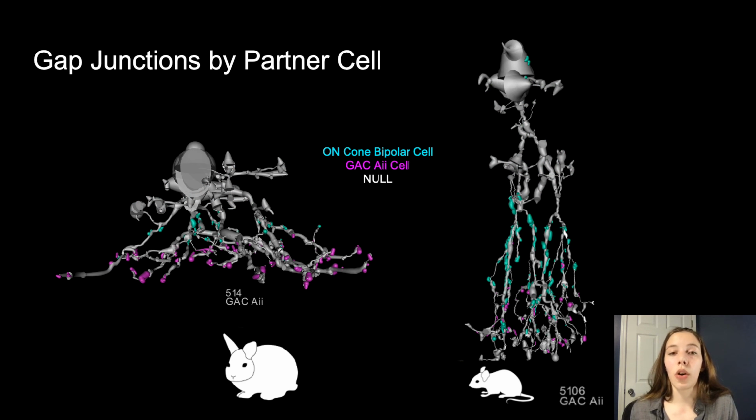These 2 images show the breakdown of gap junctions by their partner cells. Partner cells for gap junctions are on-cone bipolar cells and A2 cells. Once again, the rabbit A2 cell is on the left, and the mouse A2 cell is on the right.